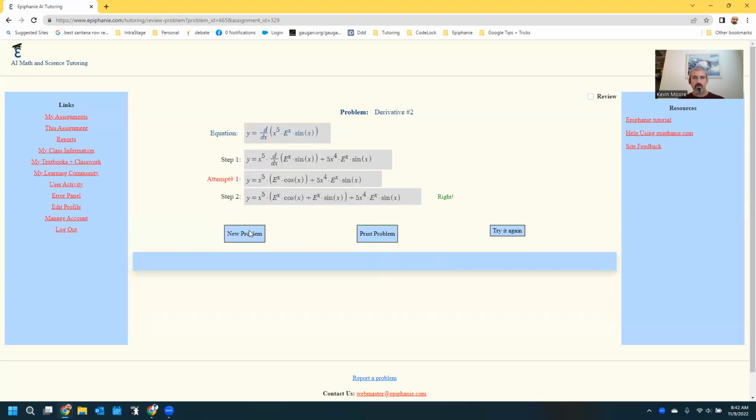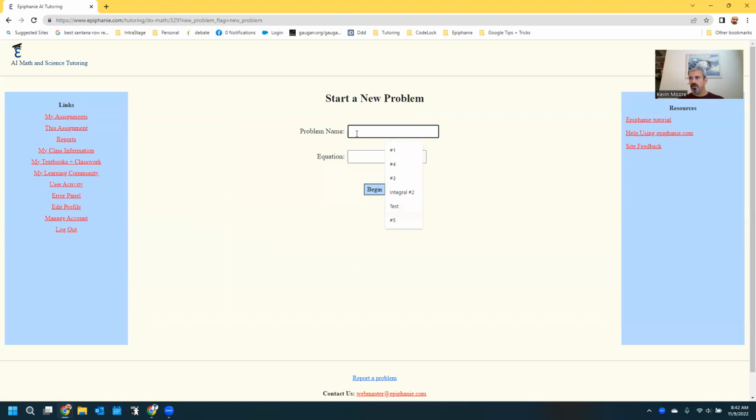And let's do one more advanced problem, this one involving the chain rule. Let's call this derivative number 3. And what's our equation we're going to use here? Let's use this thing. So here we have a rather nasty chain rule problem.